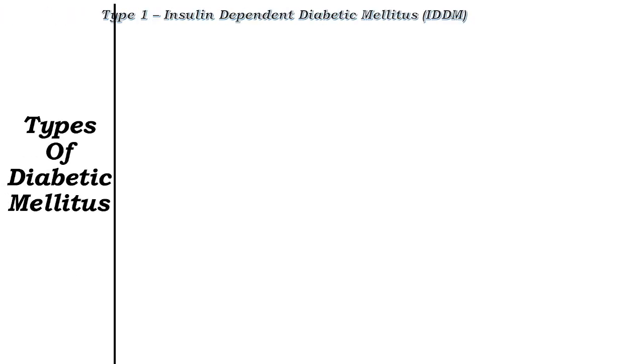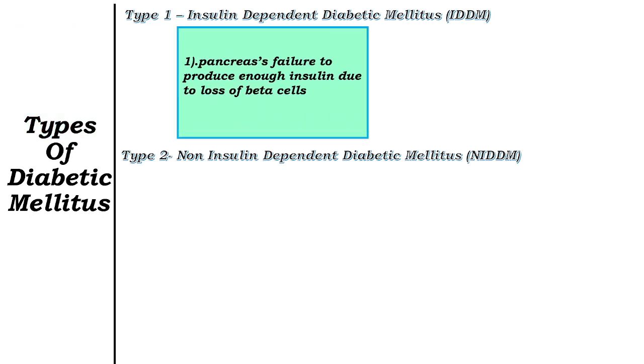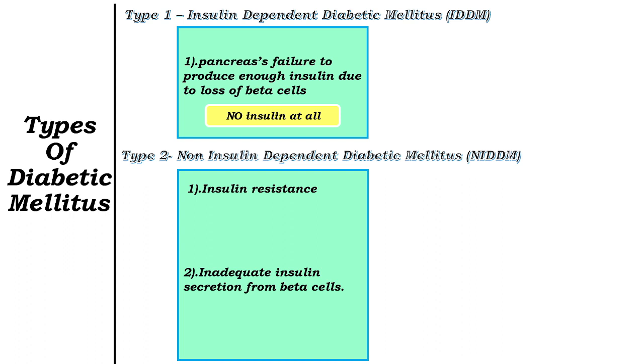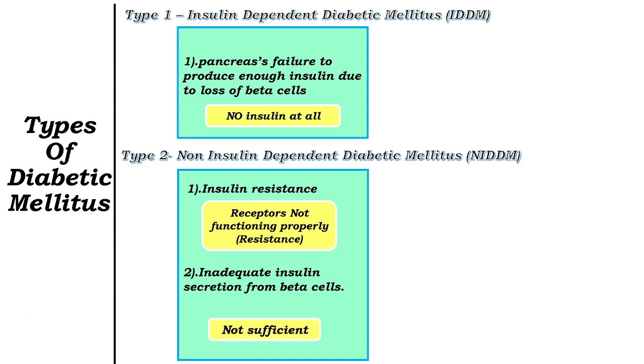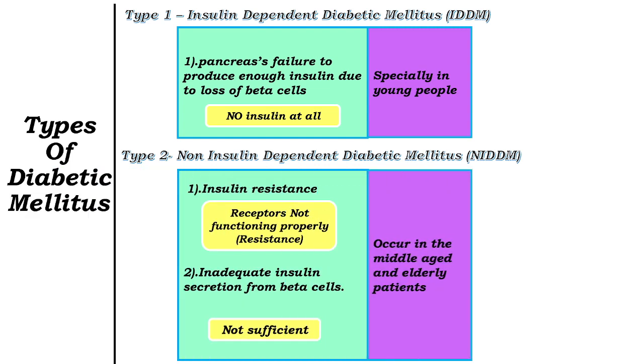Types of diabetes mellitus: type 1, insulin dependent diabetes mellitus; type 2, non-insulin dependent diabetes mellitus. Type 1 diabetes can occur due to the pancreas's failure to produce enough insulin due to loss of beta cells. That means simply no insulin at all. Type 2 diabetes can occur due to two reasons. First one, insulin resistance, which means receptors not functioning properly. Second reason is inadequate insulin secretion from beta cells. That means not sufficient. Type 1 diabetes occurs especially in young people. Type 2 occurs mostly in middle-aged and elderly patients.